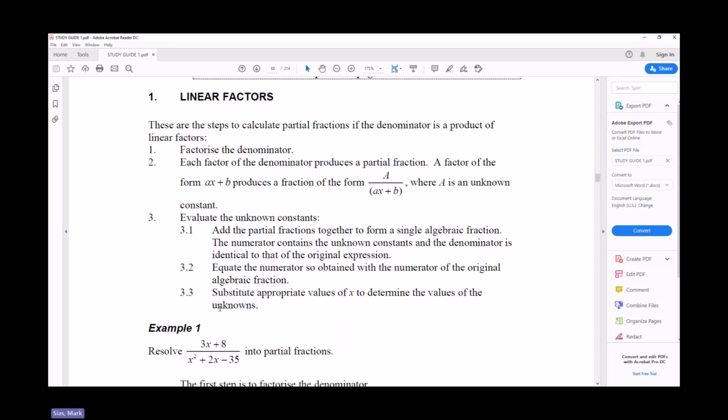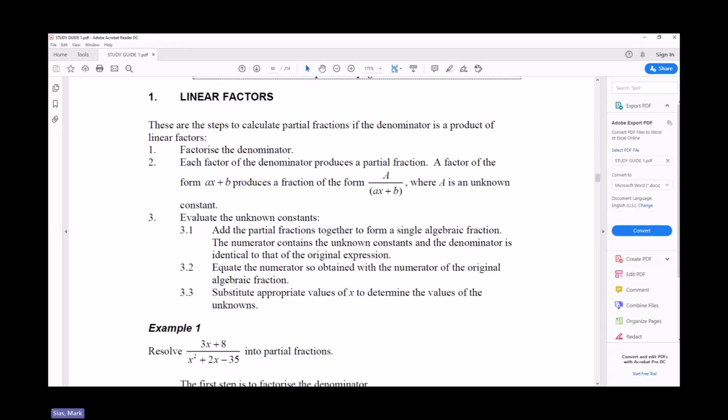Are you guys still with me? Great. I think I will reserve the long division for tomorrow, when we get to the case where we deal with improper fractions. So let's try and do this problem. It's 3x plus 8 over that. It's minus 35, okay? Right, let's see if we can do that.